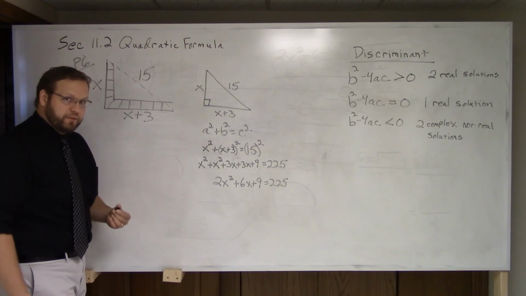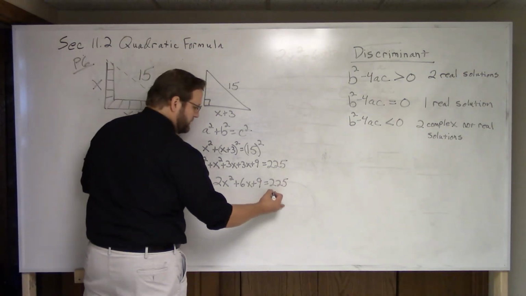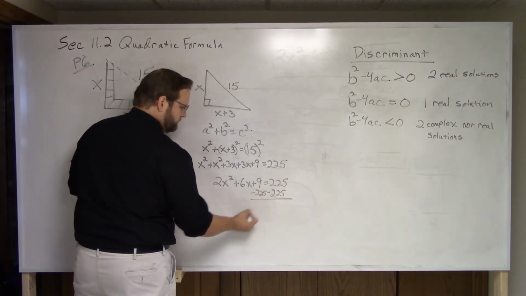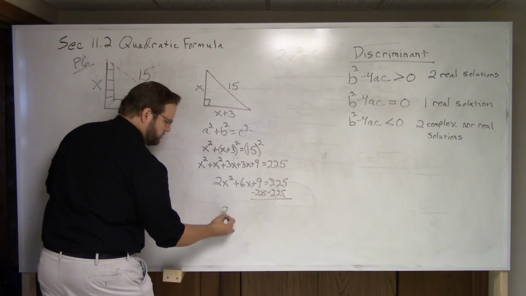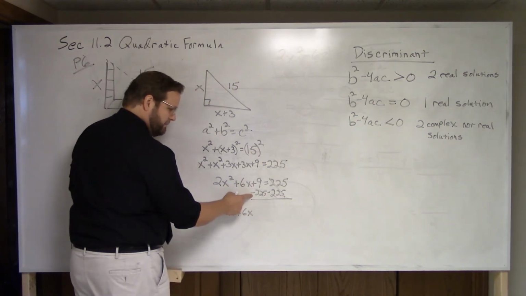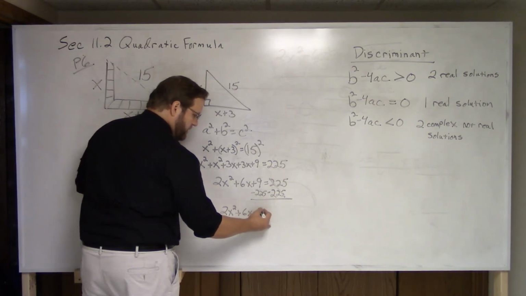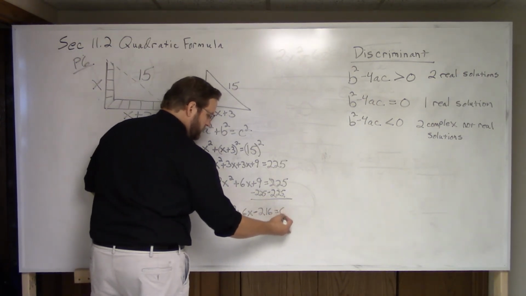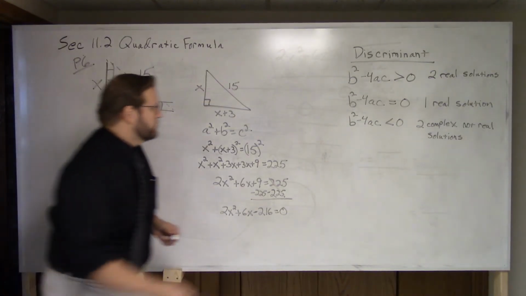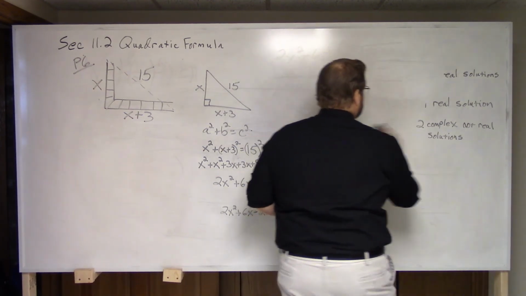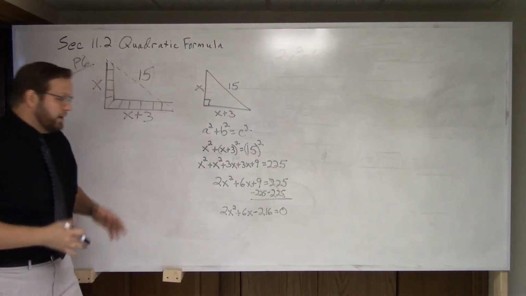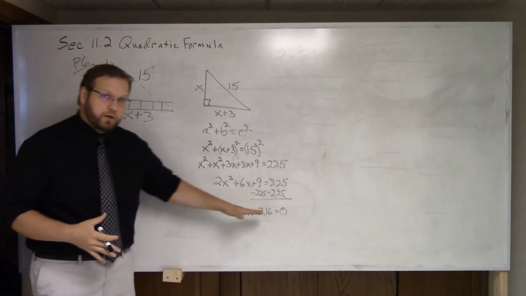And then I'm going to go for that 0 on one side. So I'm going to subtract 225 to get 2x squared plus 6x. 9 minus 225 is negative 216 equals 0. Okay, let me get some more room here. Now, let's solve this using that quadratic formula.